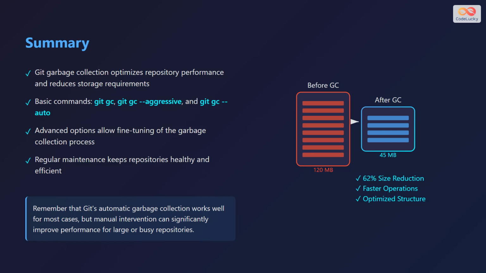In summary, Git Garbage Collection optimizes repository performance and reduces storage requirements. Basic commands include git gc, git gc --aggressive, and git gc --auto. Advanced options allow fine-tuning of the garbage collection process, and regular maintenance keeps repositories healthy and efficient. Remember that Git's automatic garbage collection works well for most cases, but manual intervention can significantly improve performance for large or busy repositories.